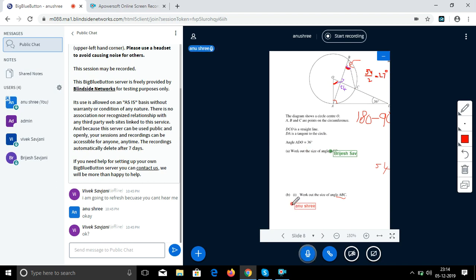Now let's work out the size of ABC. No, that's the one which we're just working out. Okay, the size of angle ABC. Oh yeah, sorry, it was angle ABC.